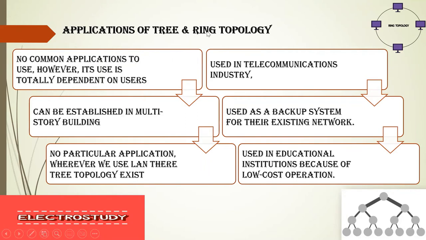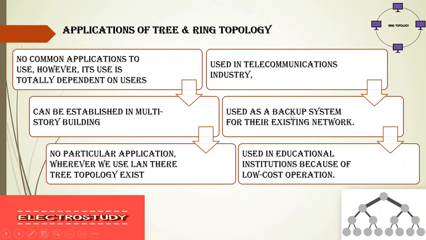When considering the applications of ring topology, it is mainly used in telecommunication industries. That is, if you are using cell phones and want to connect this user end to this user end, you can directly connect if the line is free. If it is not free, the dialing tone keeps on connecting, and once it reaches the node, it connects. So it is used in telecommunication industries.